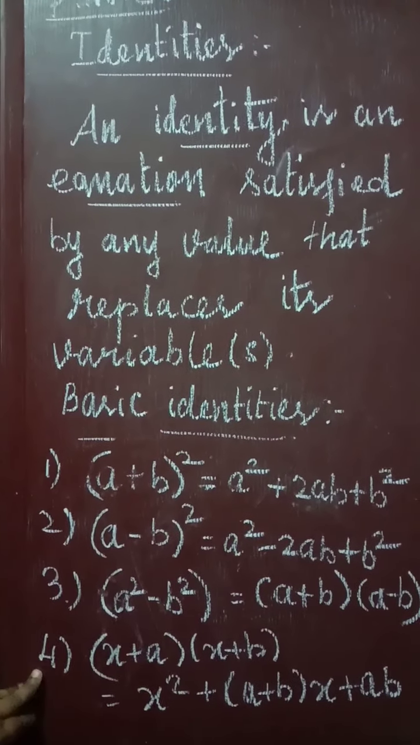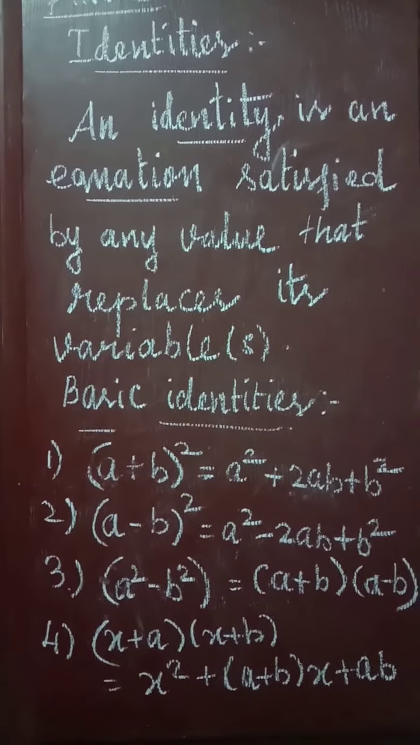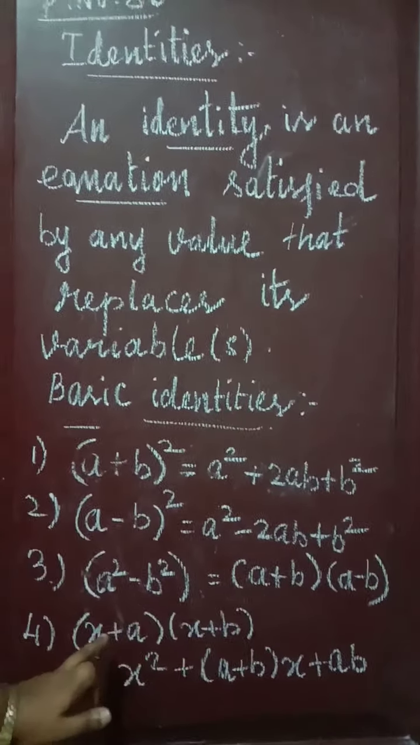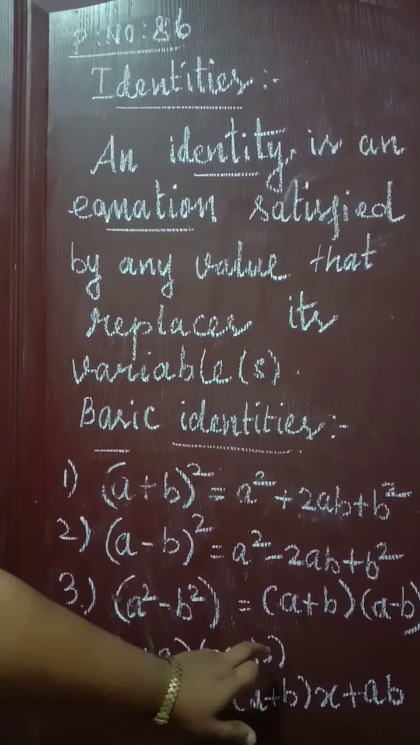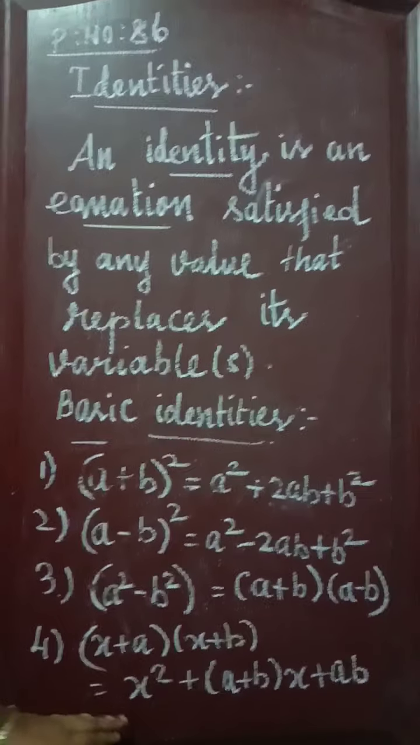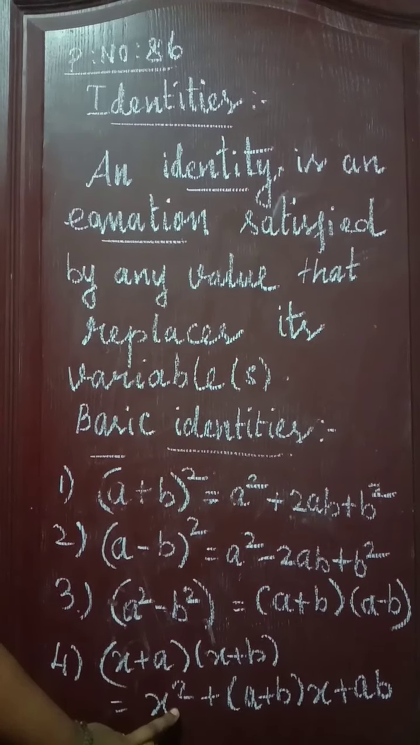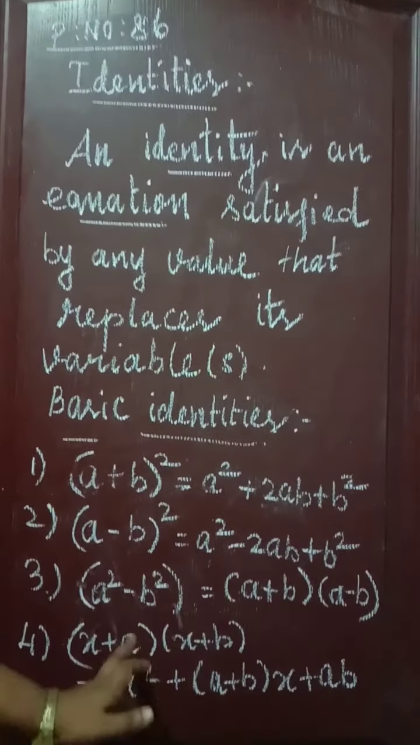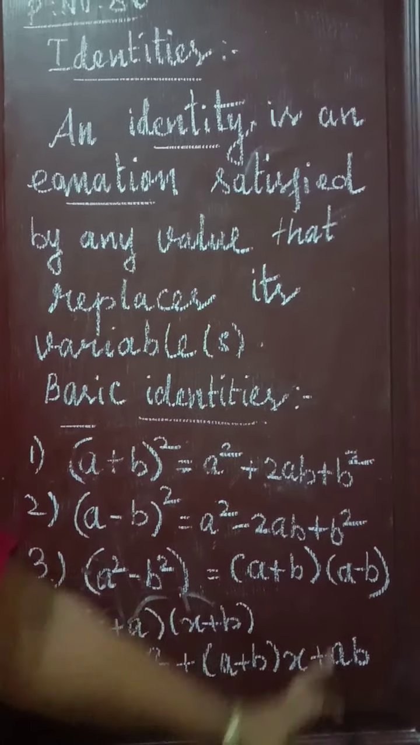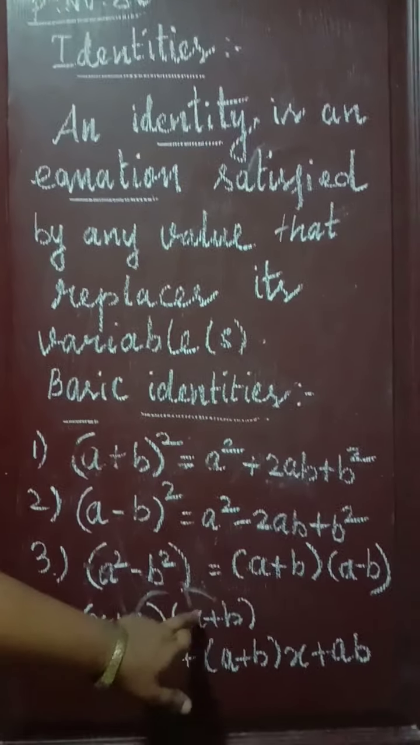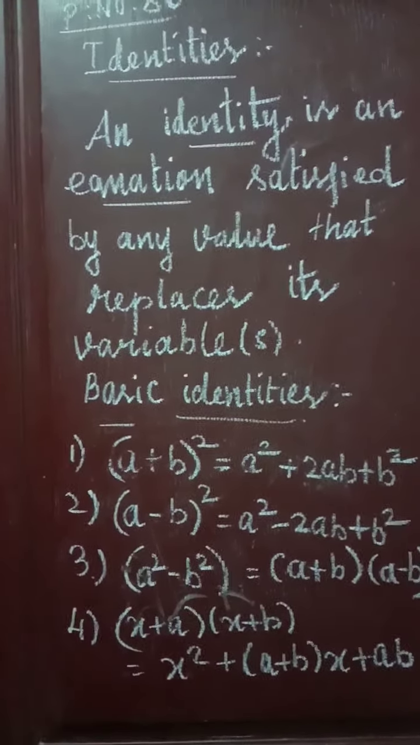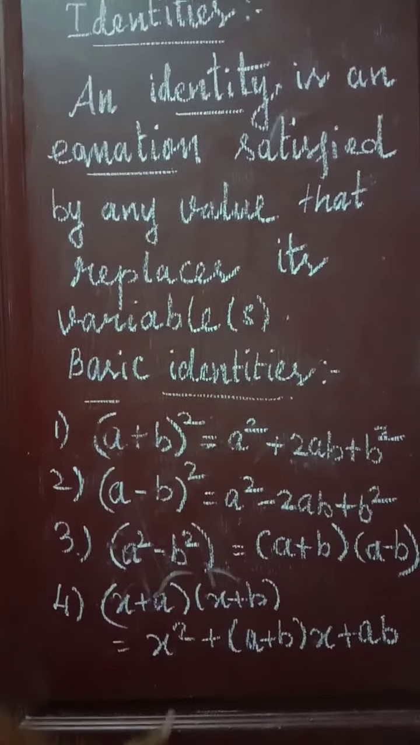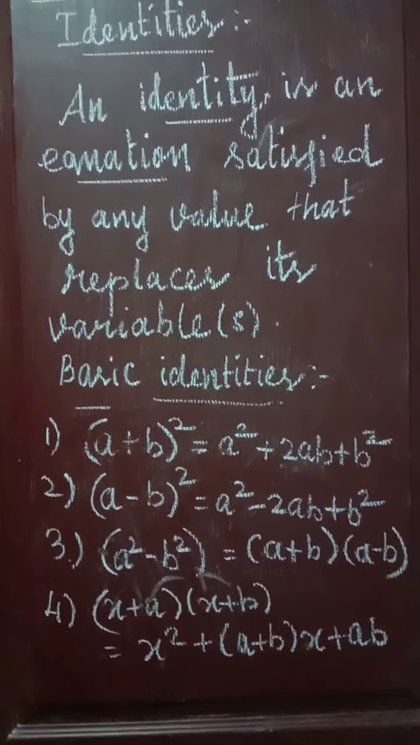Next, the fourth identity: x plus a into x plus b. Two binomials, in which the first term is the same. So x plus a into x plus b. For the answer, x into x is x square. Next, a plus b into x. The last one you multiply a into b. So x plus a into x plus b is equal to x square plus a plus b into x plus ab. First the x square term, next the x term, next the variables term.